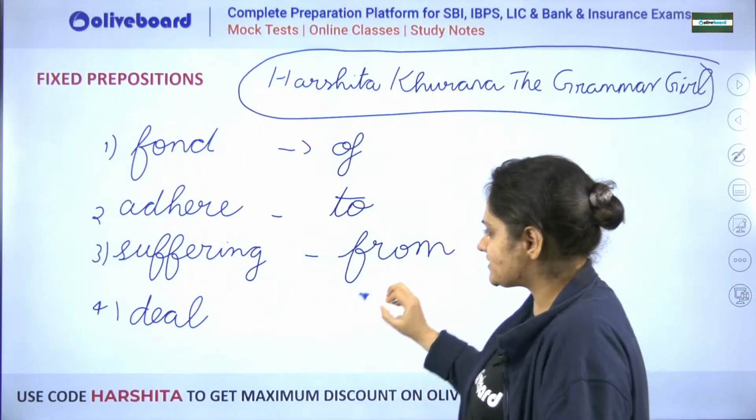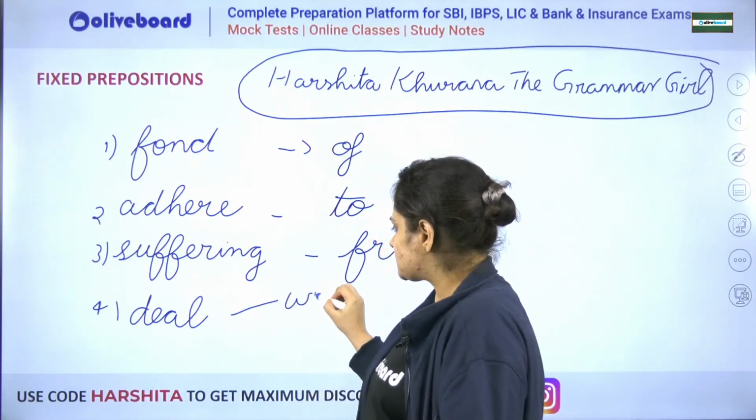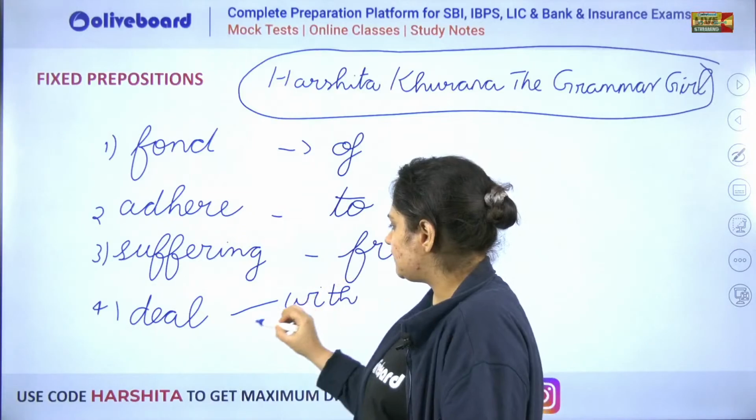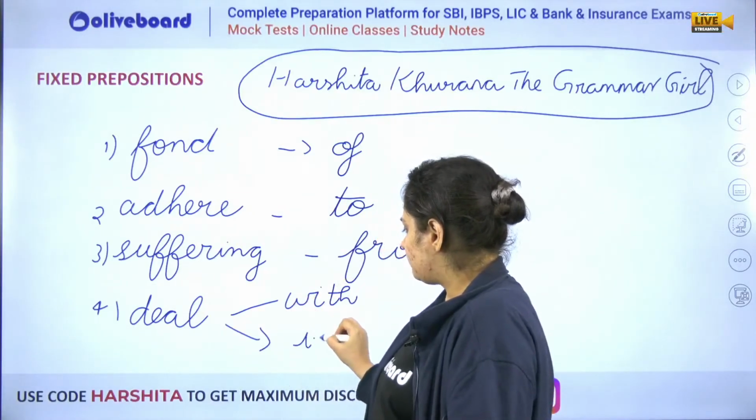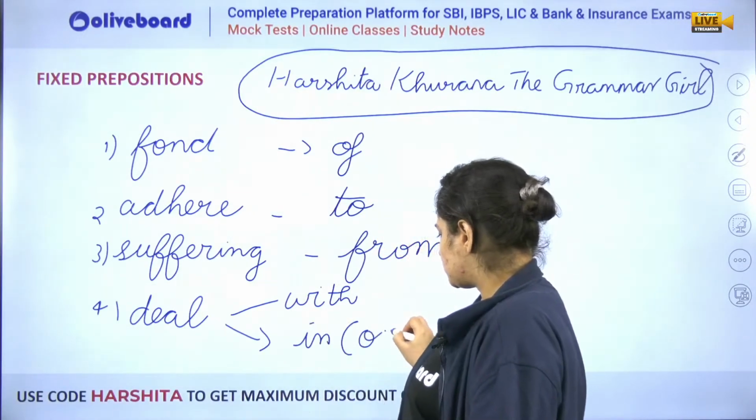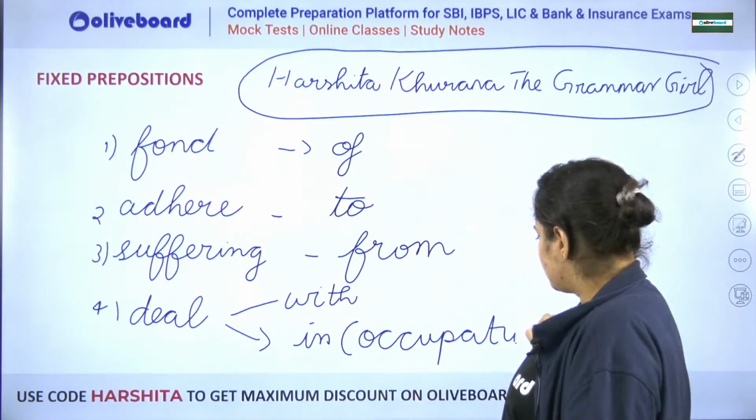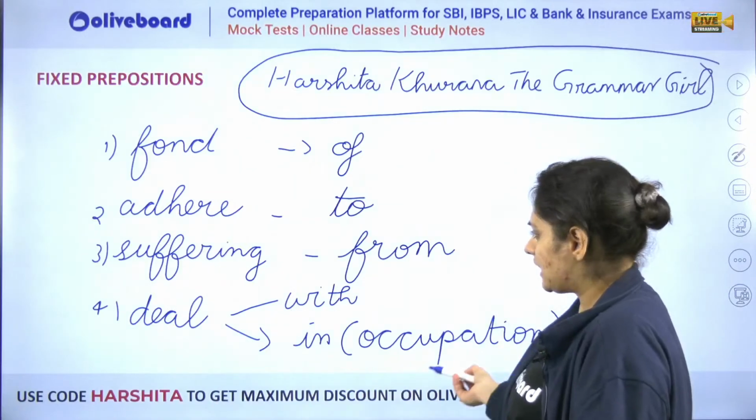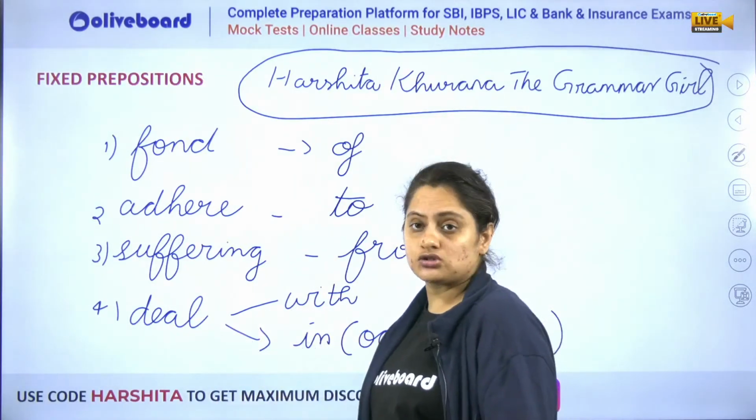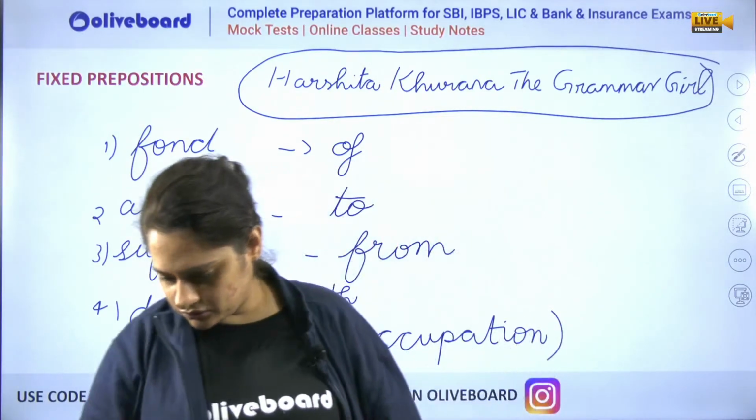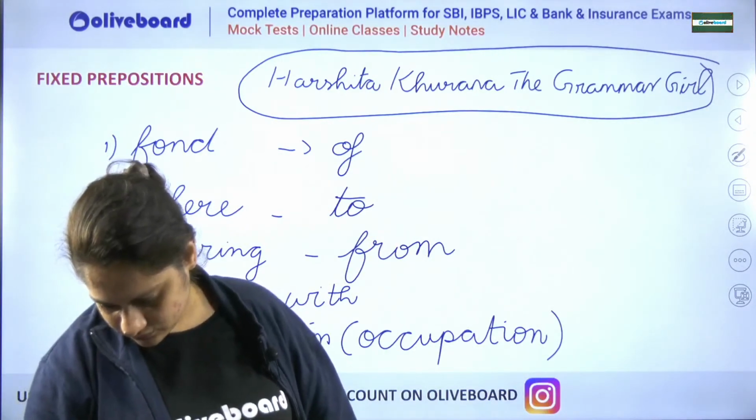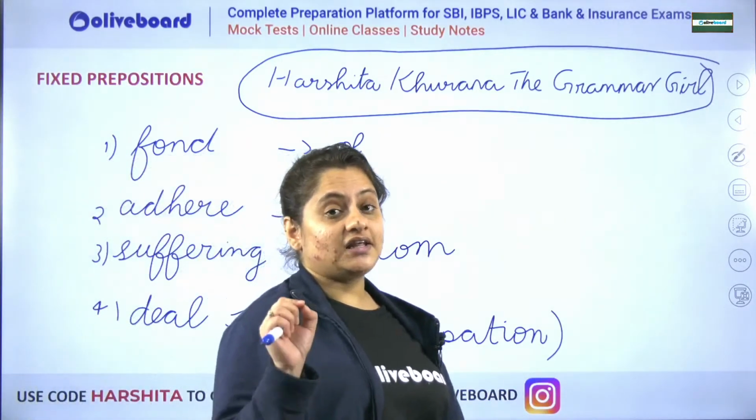Now deal has two cases. Deal with a person, handle something, deal with, and deal in when you are talking about occupation. Okay, my father deals in software or deals in automobiles, meaning what is his business. When you talk about occupation or business, you say deal in, otherwise you use deal with. Okay, so you should know this list.